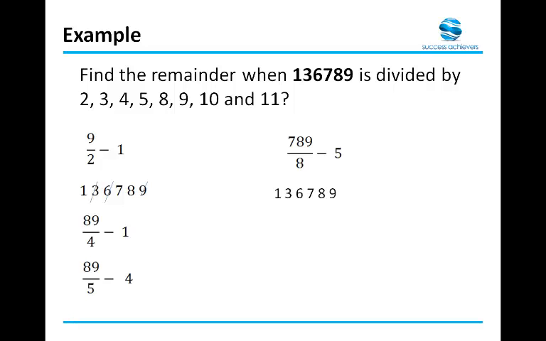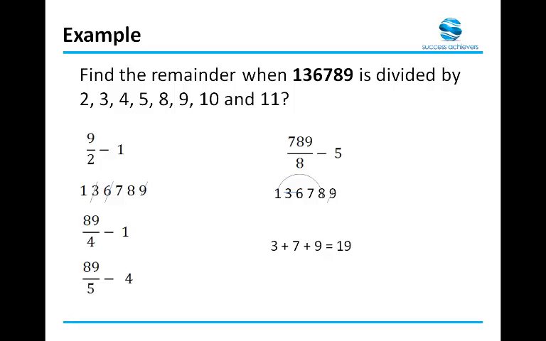For 9 it is the same method we have used for 3. Just cancel all multiples of 9. So 6 plus 3 is cancelled. 9 is cancelled. 8 plus 1 is also cancelled, right? That is also 9. So the remainder would be 7. Correct? Let's move on to 11.